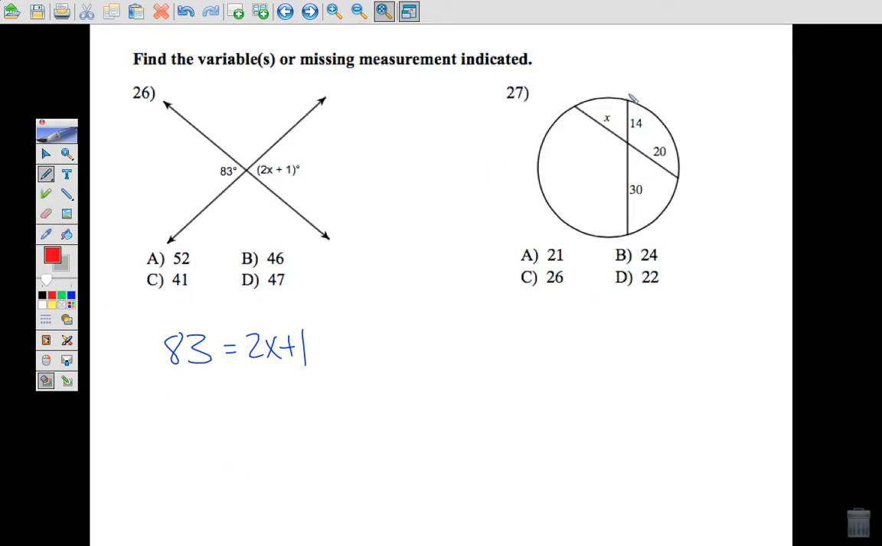These are segments intersecting in a circle, but not in the center, which is going to be part times part equals part times part. So when you do part times part, you're looking at the same line. So what are the two parts of that line? It's x and 20. Then what are the two parts of this line? 14 and 30, so we'll do 14 times 30.